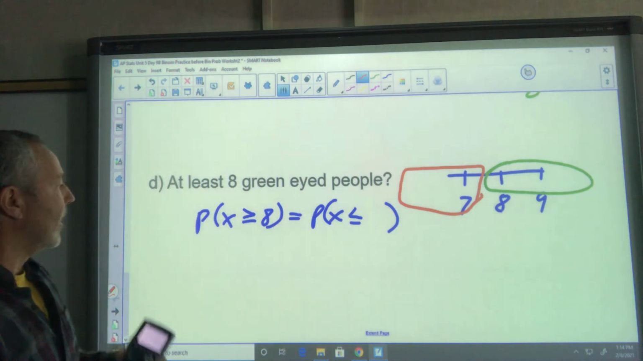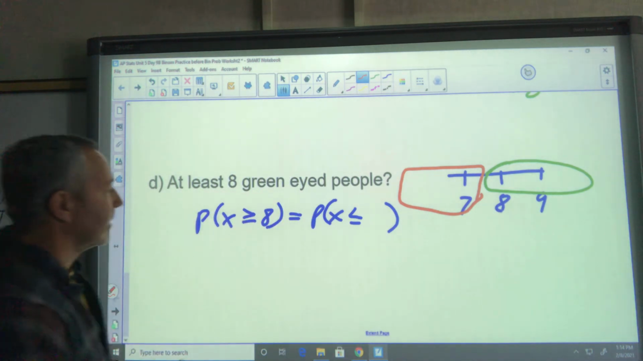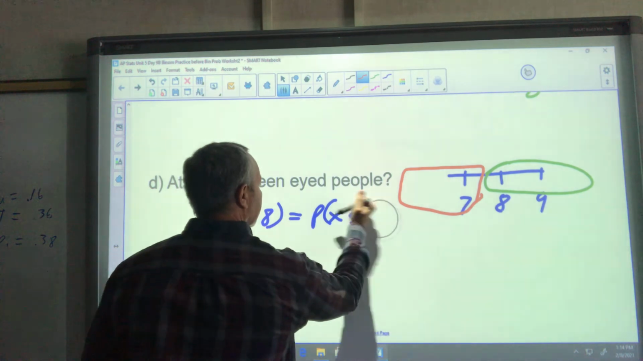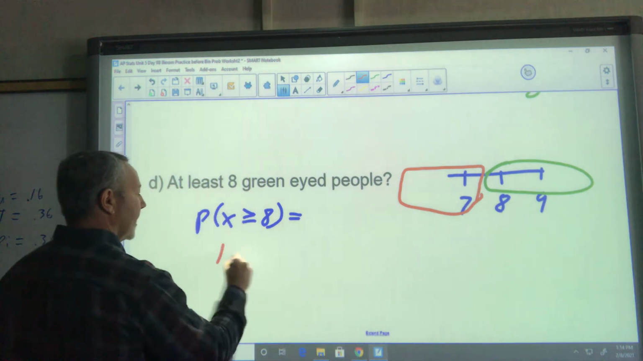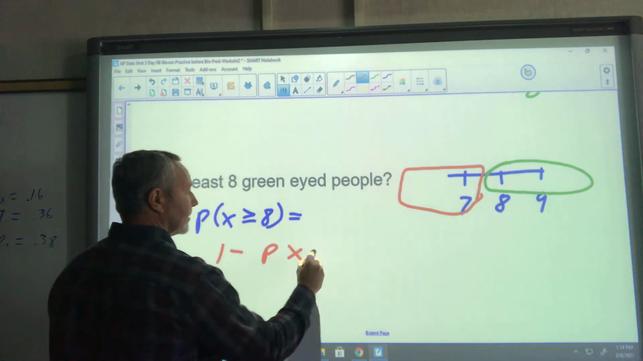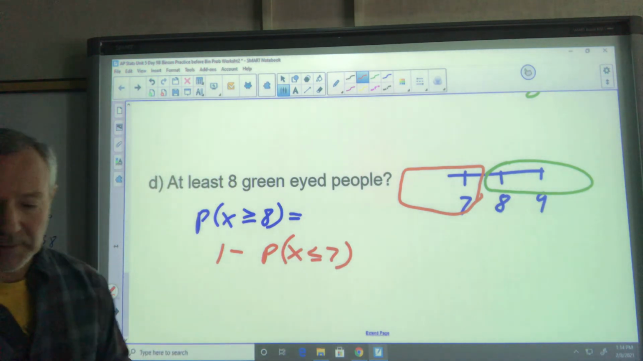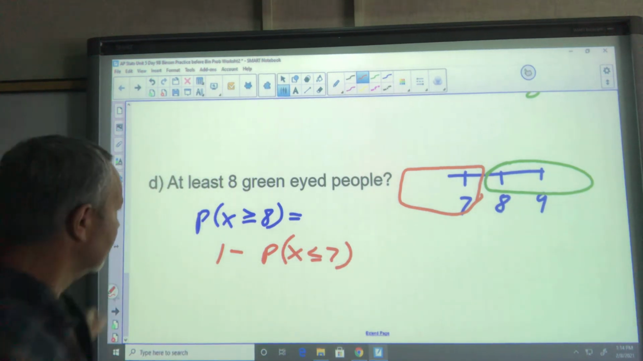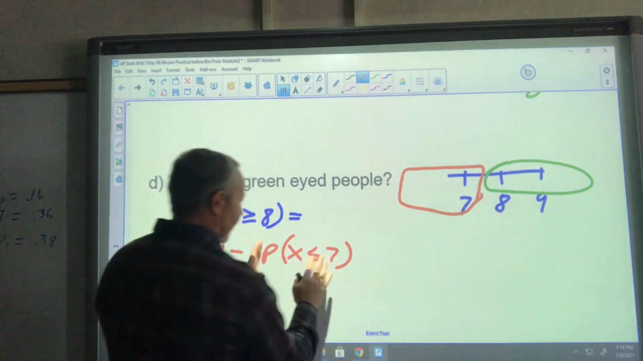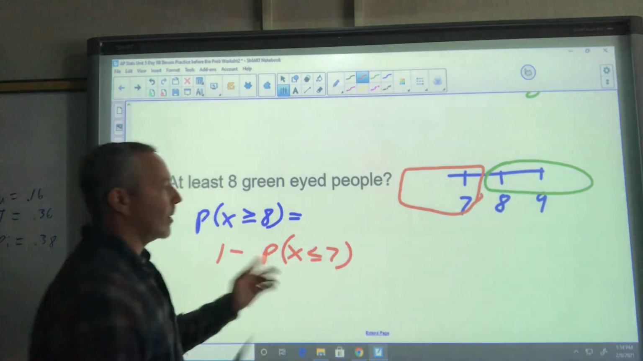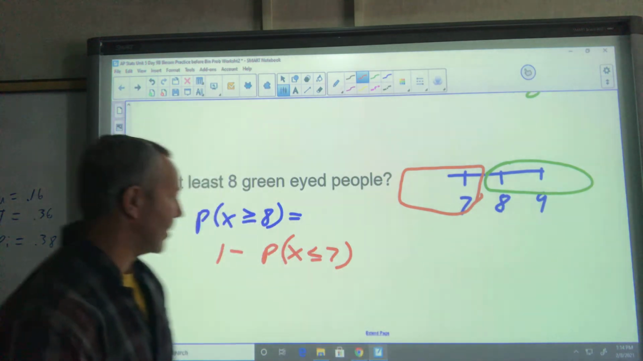So again, greater or equal to 8, I want to translate it to, watch what it ends up being, 1 minus the probability that x is less than or equal to 7 again. And that'll give us all of this, and 1 minus that will leave me with the green area, which is what I'm looking for.